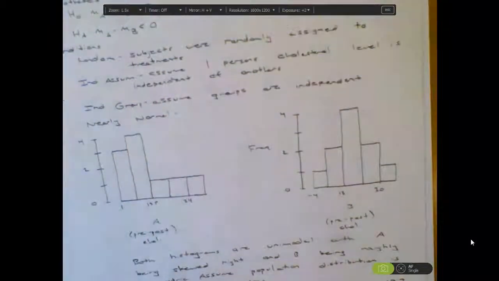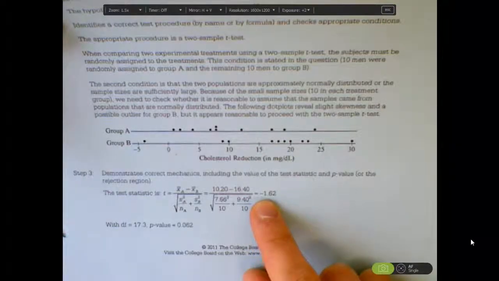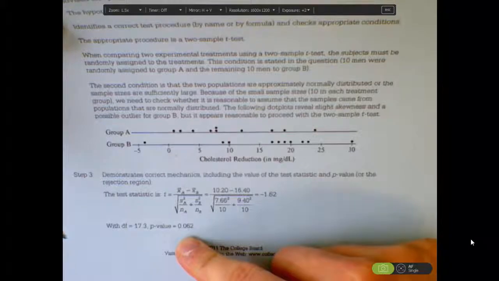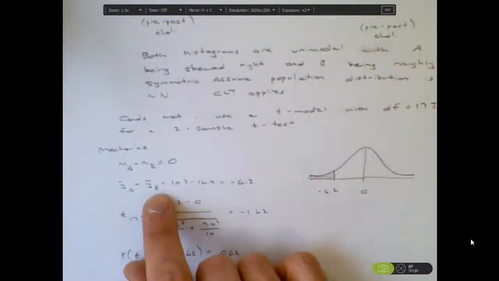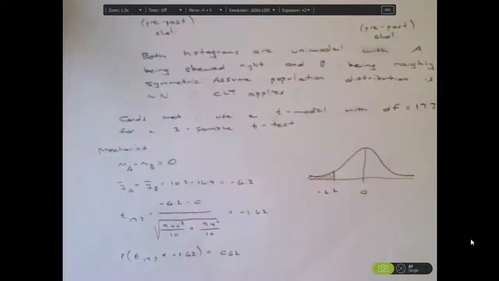So looking at their solutions, test statistic is going to be negative 1.62, degrees of freedom, and your p-value 0.062. Depending on rounding, it could be a little bit different, but should be right in that ballpark as far as earning credit. So you'll notice I did the difference in the parameters was 0. The difference in the sample statistics or sample means was negative 6.2. Just getting that value, those values are right here.